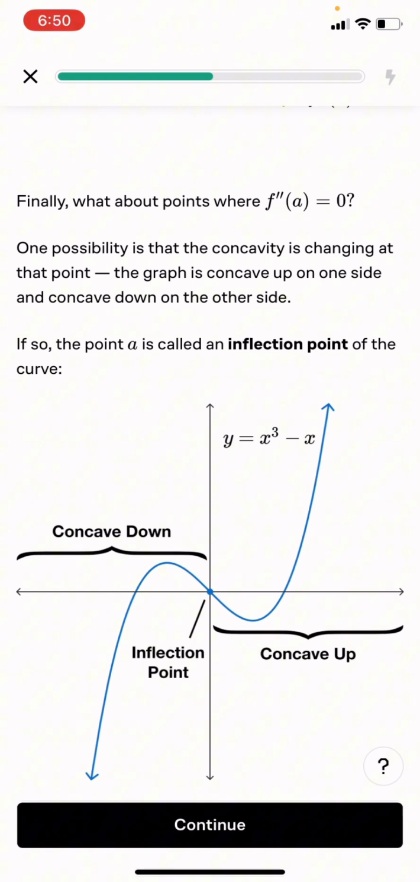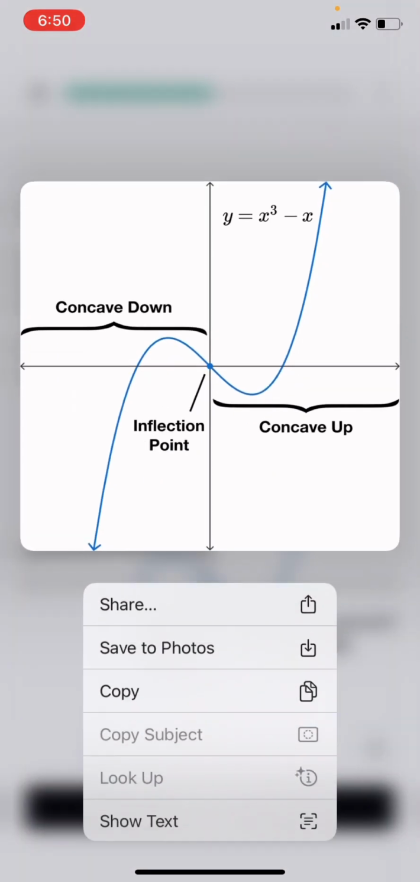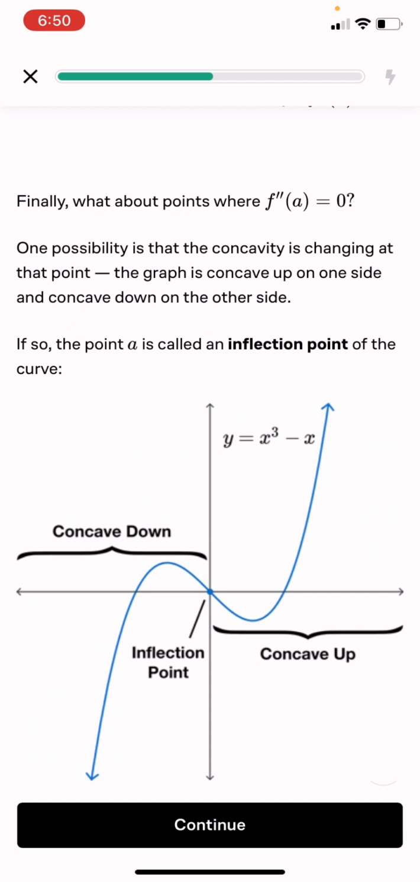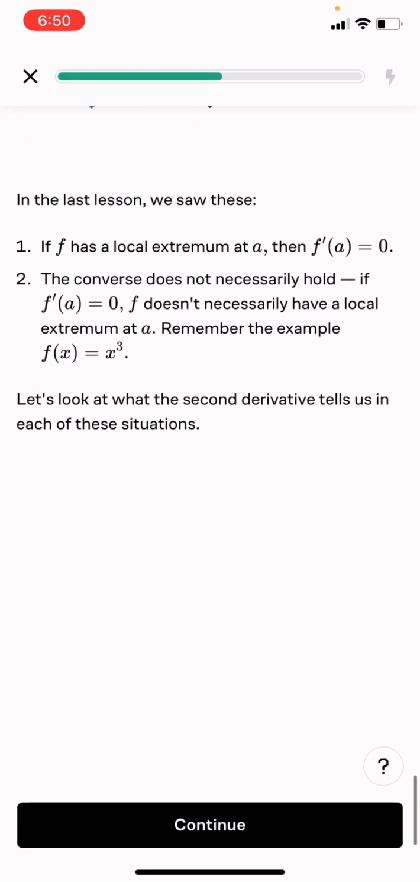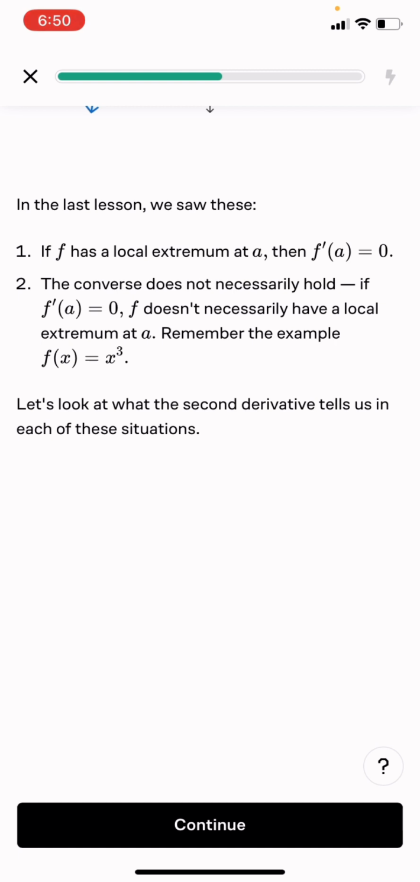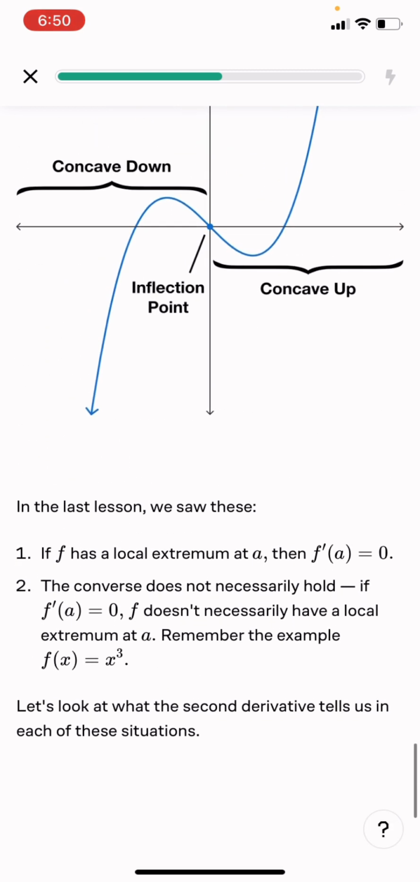In the last lesson we saw this. If f has a local extreme at a, then f prime of a is equal to 0. The converse does not necessarily hold. If f prime of a equals 0, f doesn't necessarily have a local extreme at a. Remember the example f of x equals x to the third power. Let's look at what the second derivative tells us in each of these situations.